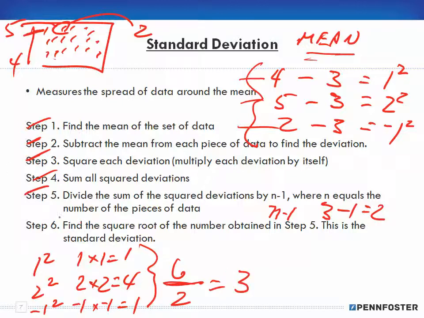Right. So then for step 6, we find the square root of the number obtained in step number 5, and this is the standard deviation. So if I take my 6 and divide it by 2, that gives me 3. I take the square root of 3, and whatever that gives me is my standard deviation for that set of data.